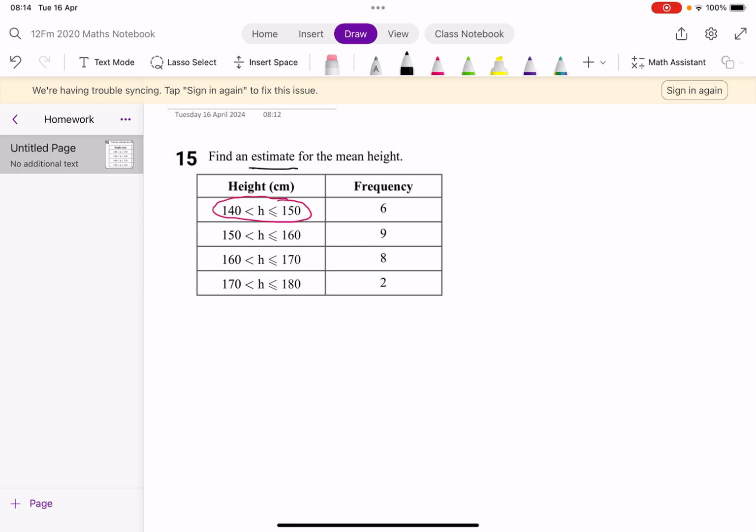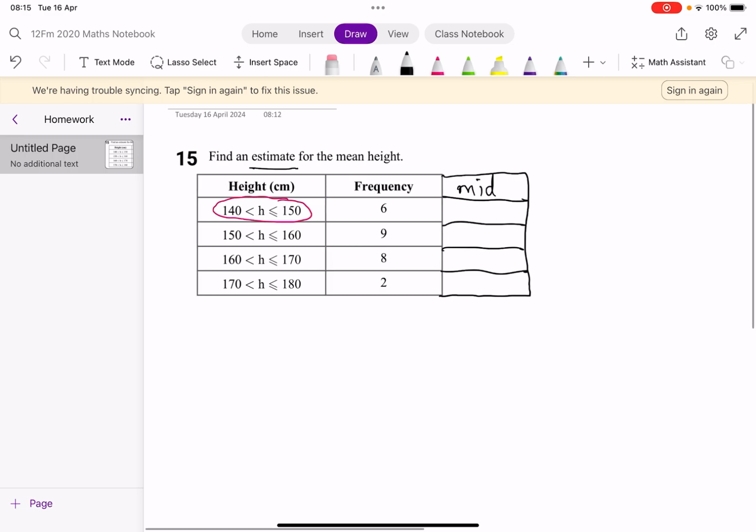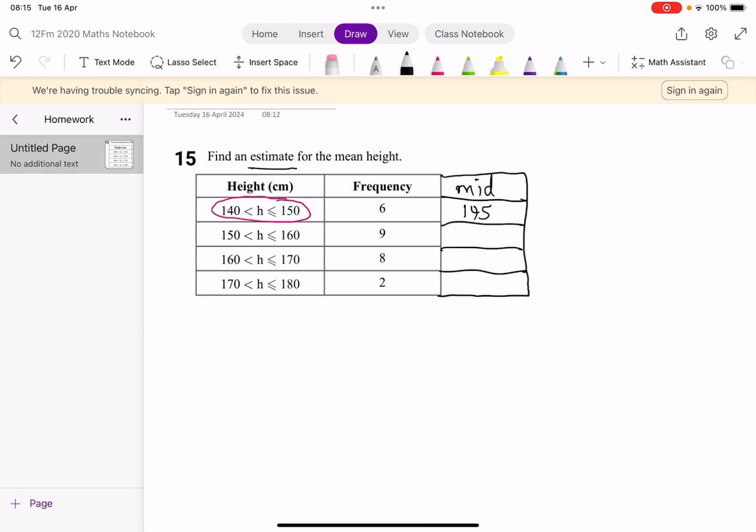values to represent, in this case, 140 to 150, 150 to 160, 160 to 170, and 170 to 180. And in this case, what we do is we use what are called the midpoints. So often, when we have this type of question, we can add an extra column, and the midpoint in this case from 140 to 150 is 145, 150 to 160 is 155, 160 to 170 is 165, and 170 to 180 is 175. And these are now the values that I'm going to use.